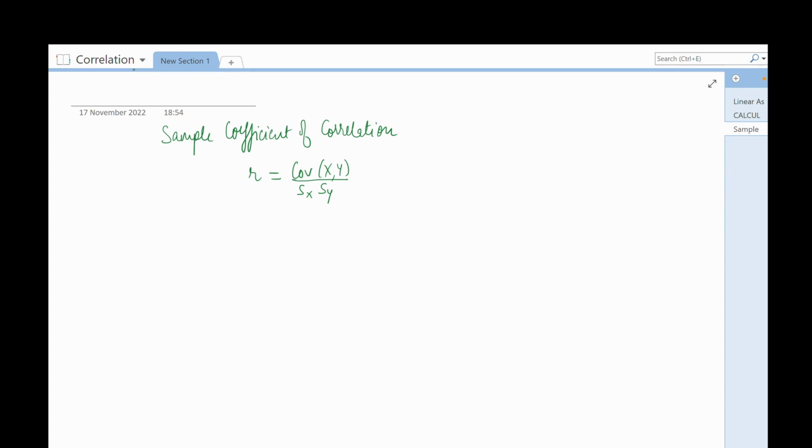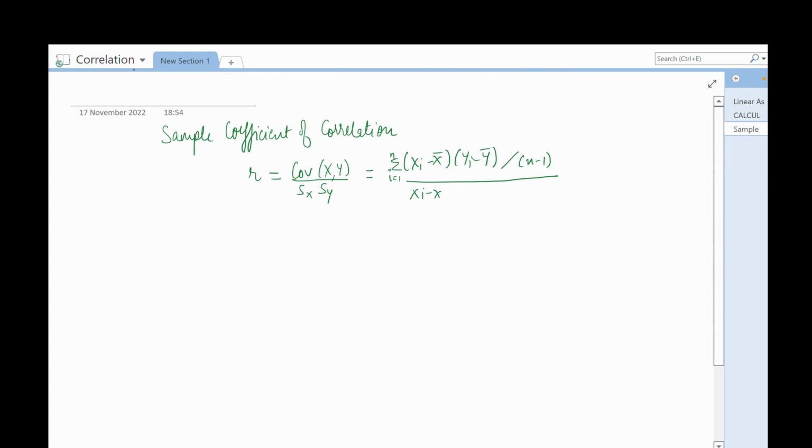Writing the formulas for each, we get covariance is equal to sigma i equals 1 to n, xi minus x bar into yi minus y bar, upon n minus 1, whole upon the standard deviation of x, which is the root of sigma i equals 1 to n, xi minus x bar square, upon n minus 1, and the standard deviation of y, which is the root of sigma i equals 1 to n, yi minus y bar square, upon n minus 1.